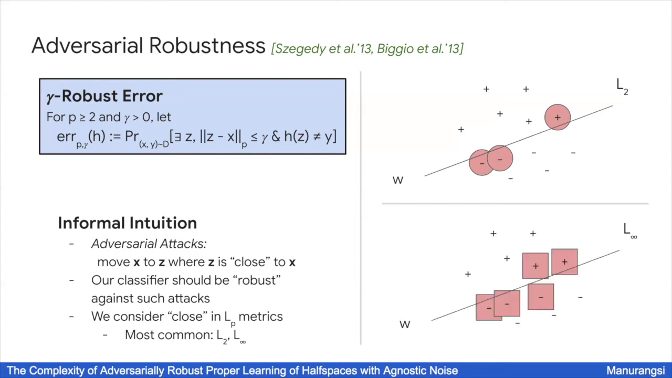And for other LP metrics, it's pretty similar, but instead of drawing an L2 ball, we are drawing an LP ball. For instance, in L infinity, we are drawing an L infinity ball, which is simply a box. And as a notation here, we will write OPT_p,gamma to denote the optimum gamma robust error among all the half spaces.